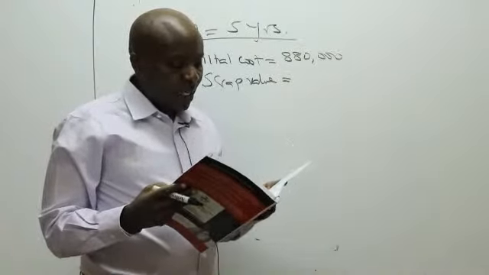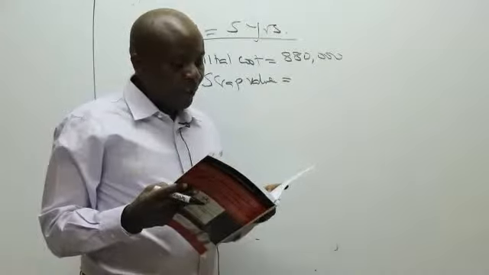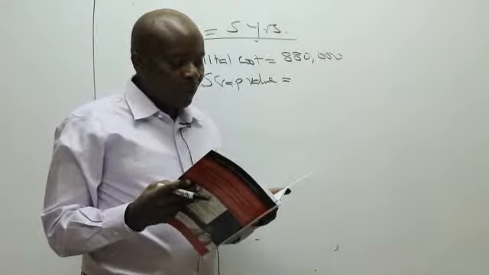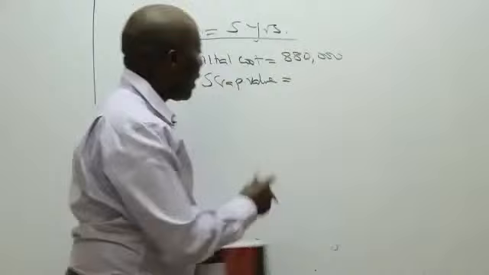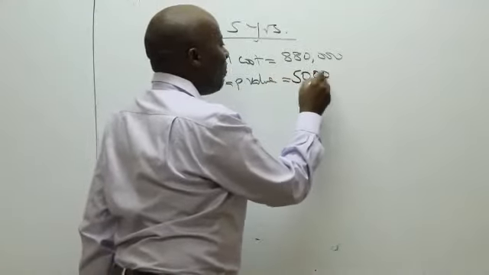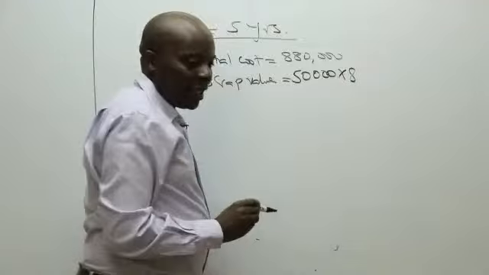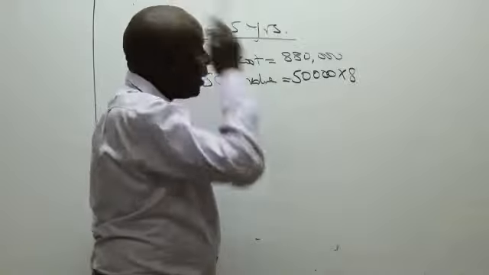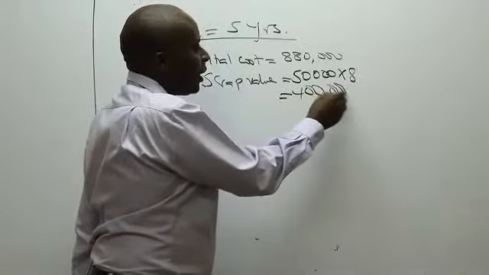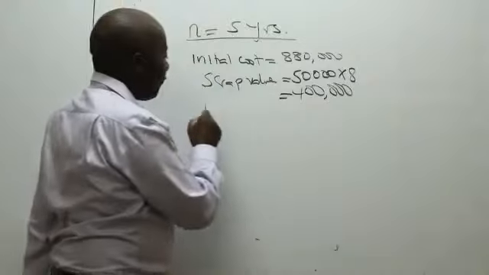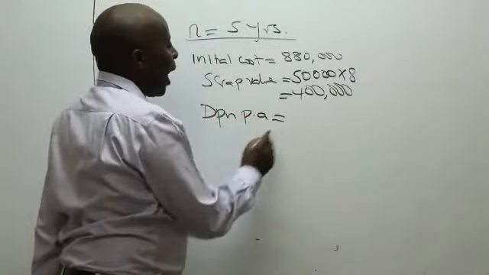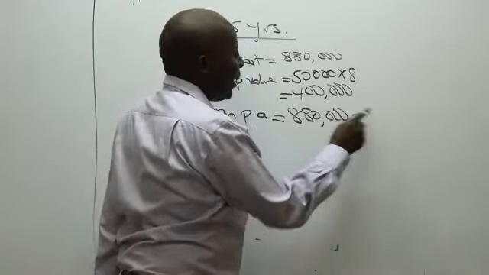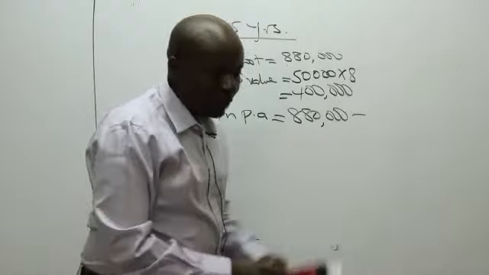If you look at paragraph number 4, the marketing manager, on the other hand, argues that the company needs the computers for only 5 years, after which they can be disposed of at 50,000 each. But remember, how many are they? There are 8. So 50,000 times 8 gives me how much here, somebody? This gives me 400,000 as a salvage value. And therefore, depreciation per annum will be the initial cost, which is 880,000, minus the scrap value.